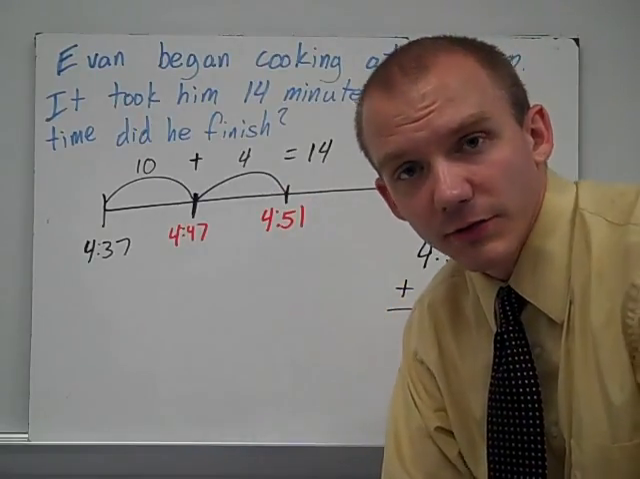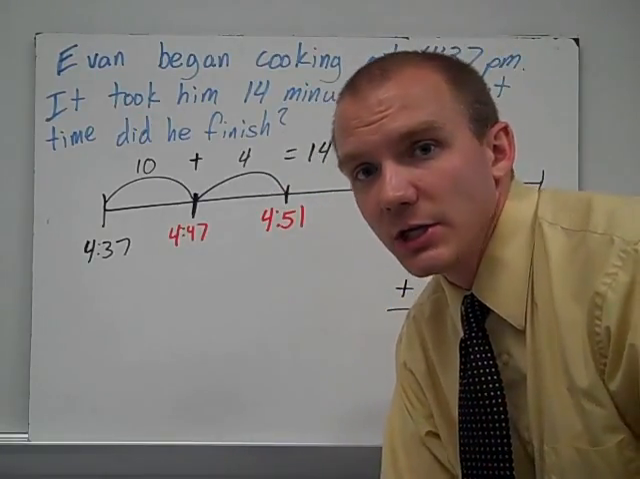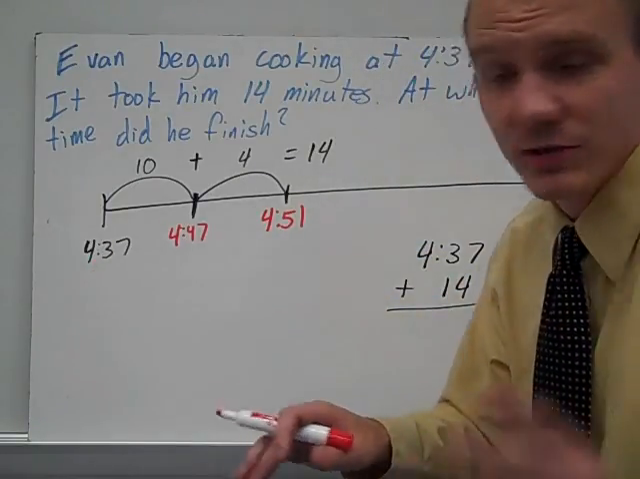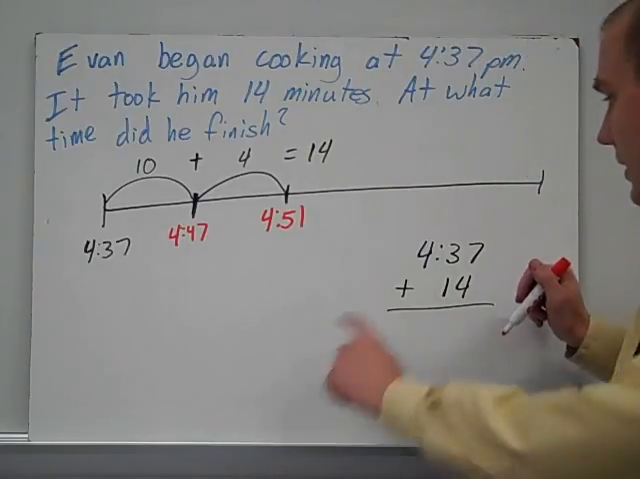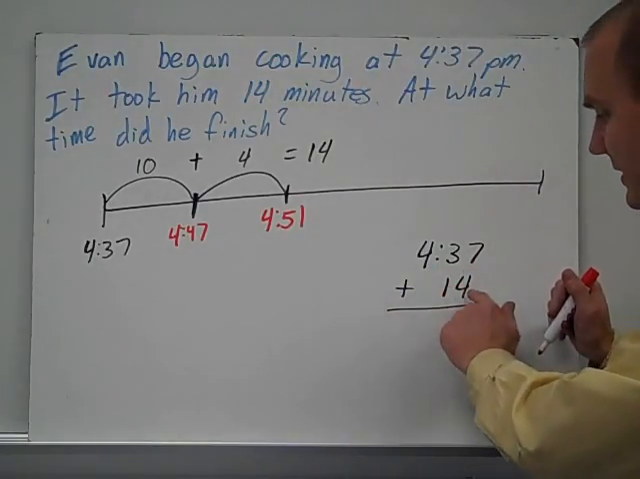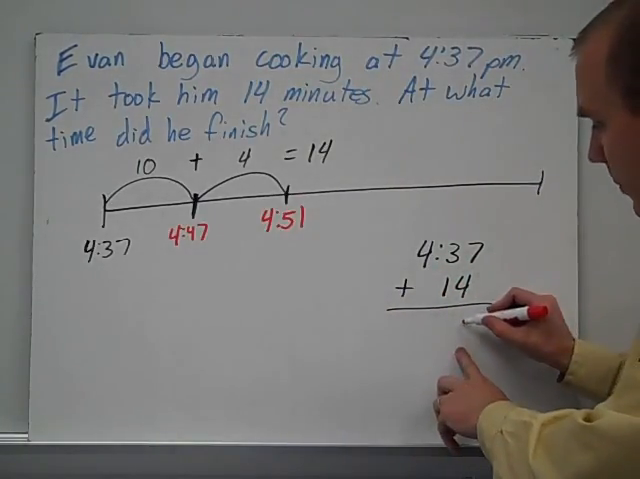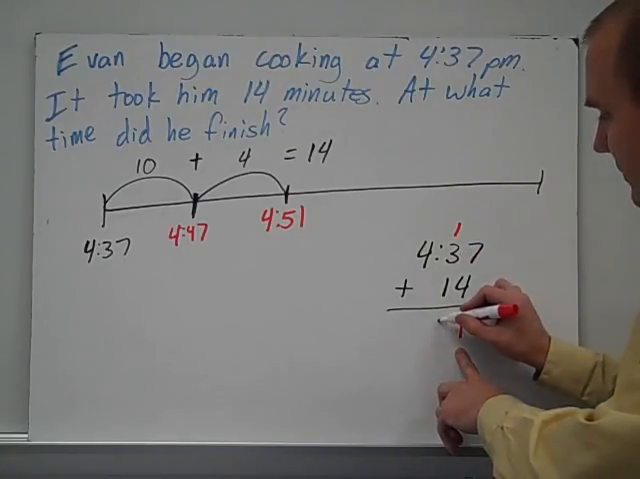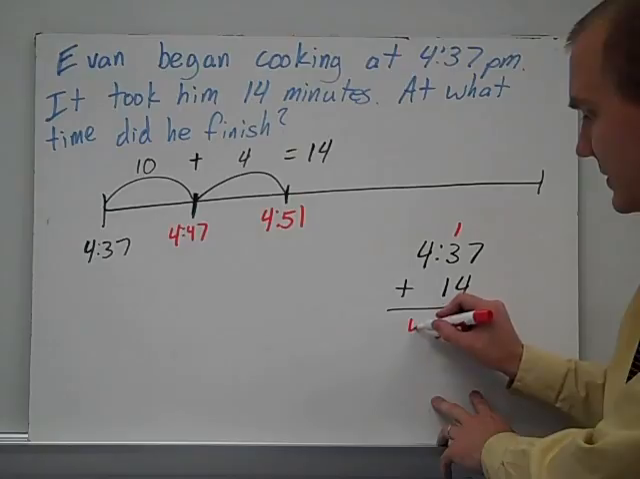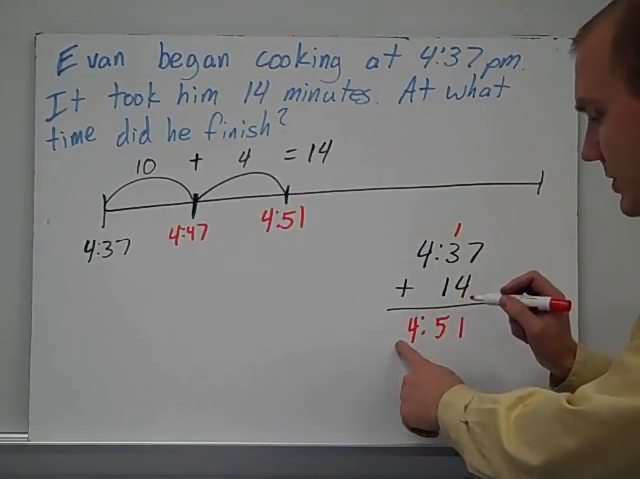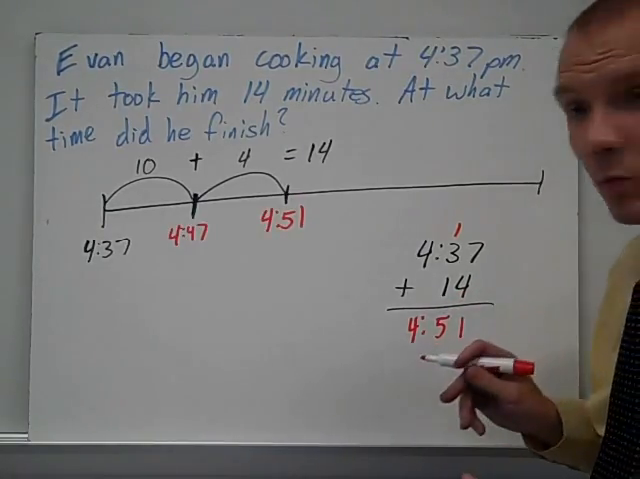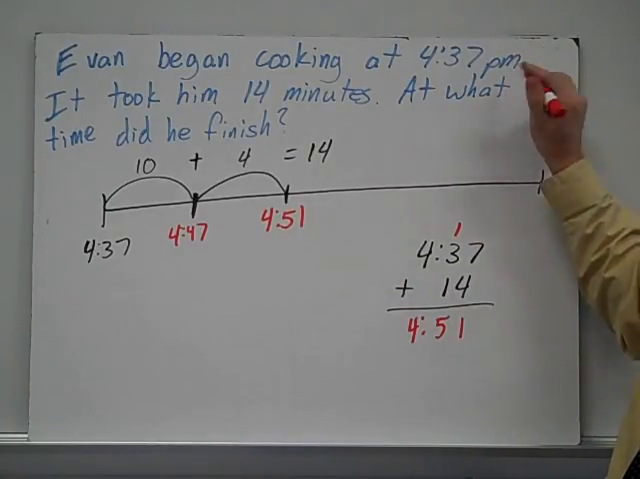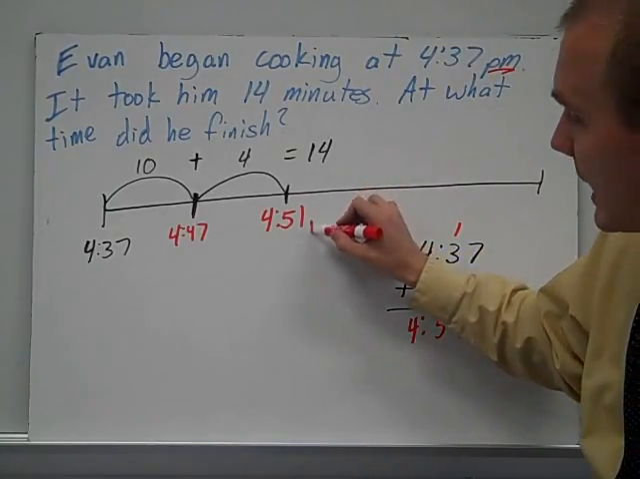You can also add this, as long as you're not changing hours, as long as you're not going from 4 to 5 or 5 to 6. As long as you stay within the same hour, you can just add. So 4:37 plus 14 minutes. 7 plus 4 is 11. Regroup. 1 plus 3 is 4, plus 1 is 5. And then the 4 stays the same. Again, you don't want the hour to change. So 4:51, it works. That's the time. And if you were worried about AM or PM, he started at PM, so it would stay PM.